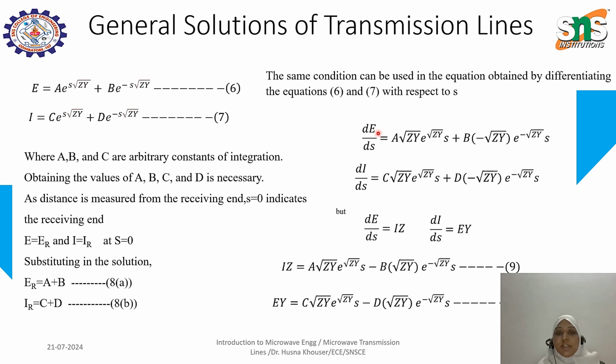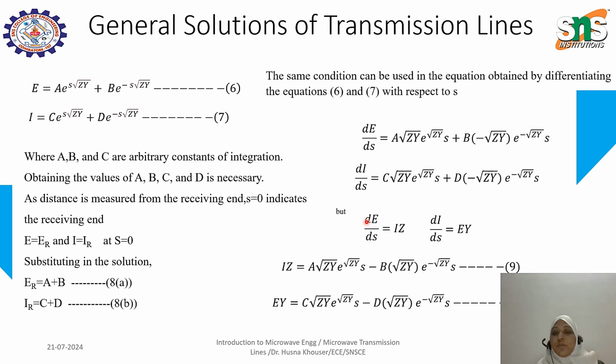Similarly, we use this equation and differentiate with respect to s in equations 6 and 7. So we get dE by ds by differentiating: A, and s comes down, and again e to the power of s root of zy. Similarly for B, we differentiate and get B into minus root of zy into e to the power of minus root of zy s. Similarly, we get the current equation di by ds, that is C into root of zy into e to the power of root of zy into s.